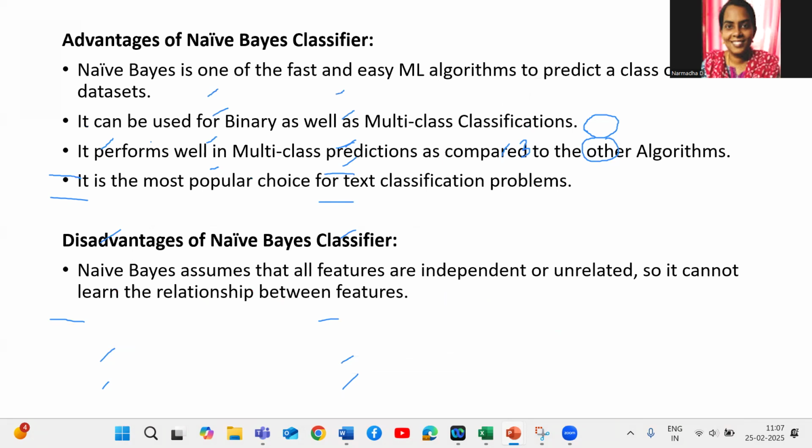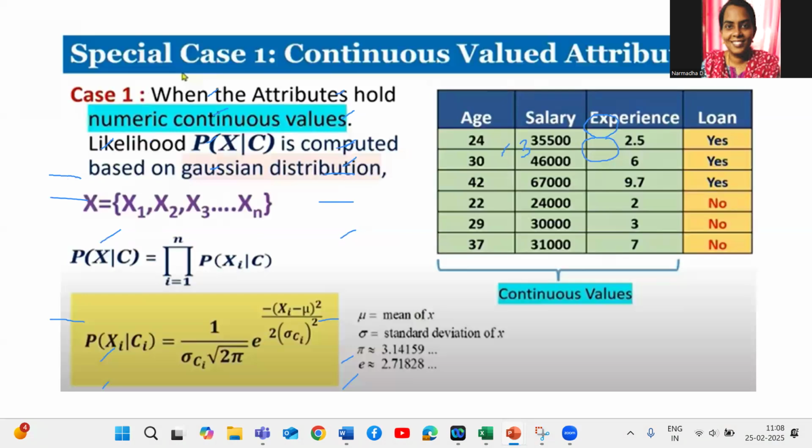So these are all the advantages. Naive Bayes is one of the fast and easy algorithms, and it can be used for both binary and multi-class classification. It is the most popular choice for text classification. But the disadvantage is that it makes an assumption that the features of the input data set are totally unrelated, so it cannot find a relationship between the features, whether there is any correlation or no correlation.